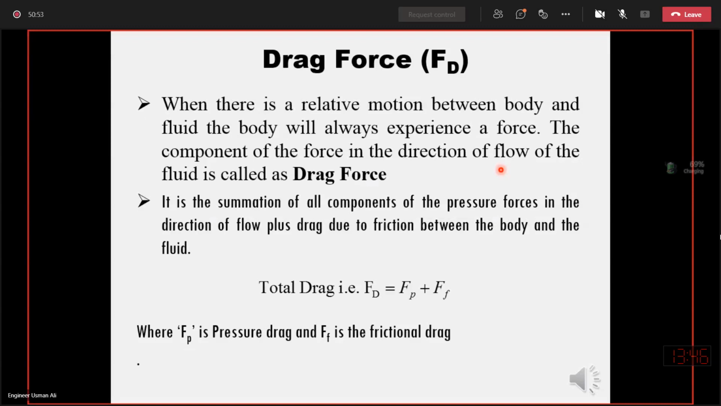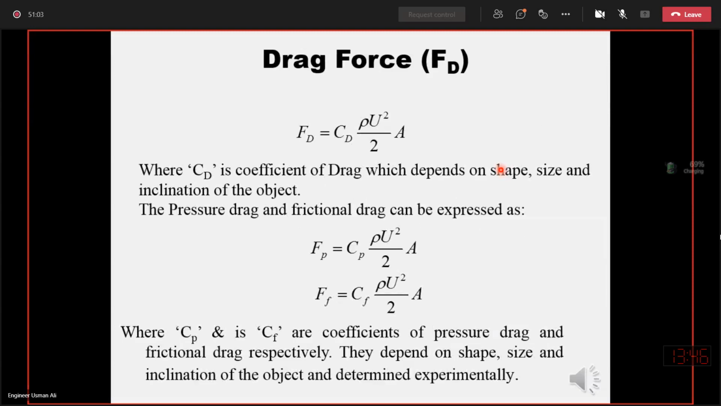So it depends on how the body is placed. If it is vertically placed, the pressure force will be much more than the friction force, and if it is horizontally placed, the friction force will be dominant in that case. Again, drag force mathematically is Fd equals Cd into rho u square by 2 into A. It's only the Cd, the coefficient of drag, which is different from the lift force.